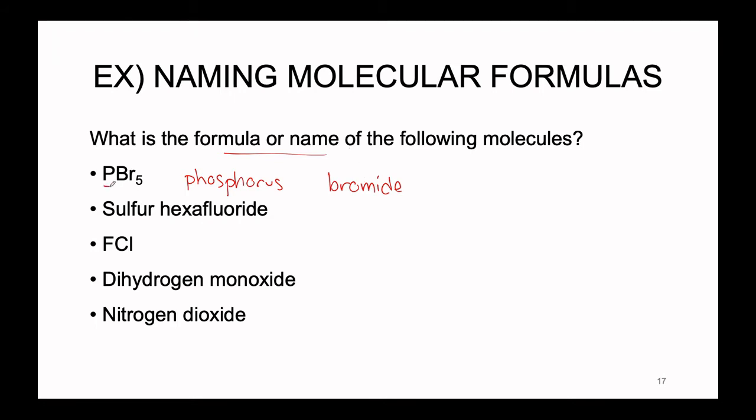Now we can see we only have one phosphorus present at the beginning, which means we drop the mono. There's nothing extra that we need to add in front of the phosphorus. Our bromide, there are 5 of them, so we're going to add the prefix of penta in front of the bromide. Phosphorus pentabromide. 1 phosphorus, 5 bromines, 1 molecular compound.